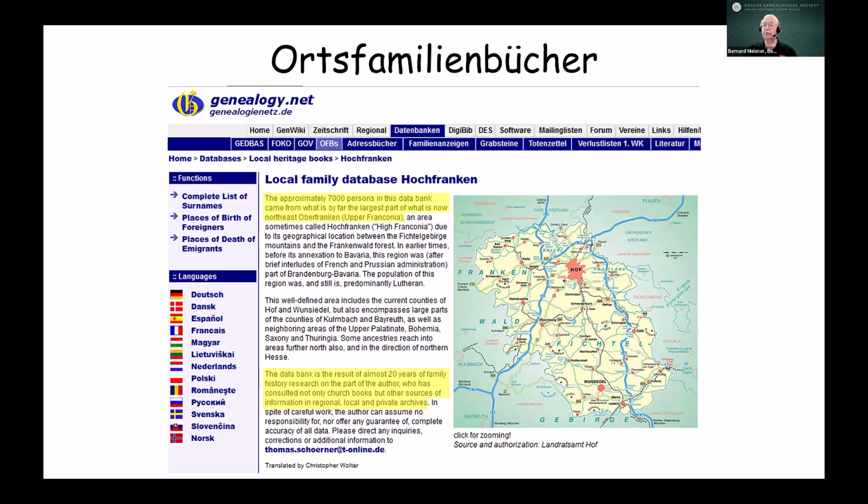And the person who developed this worked on it for 20 years. We're doing the research to get those 7,000 names of people. So we should be very thankful to him. This is now freely available.